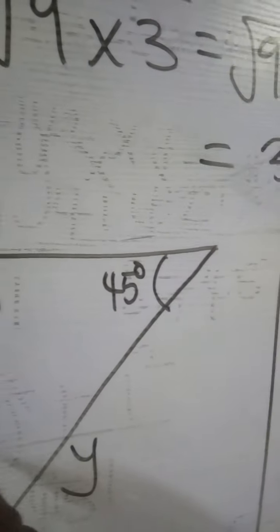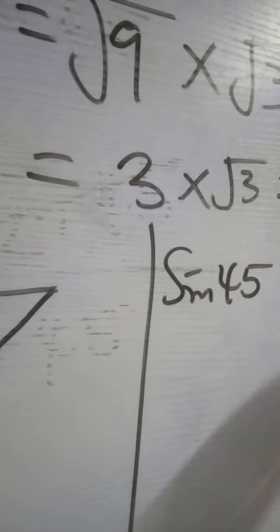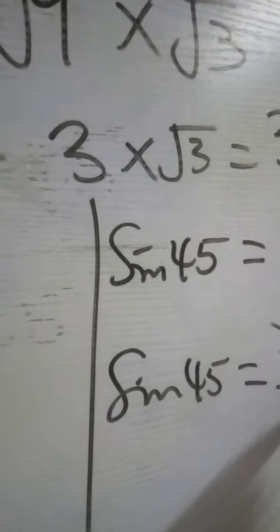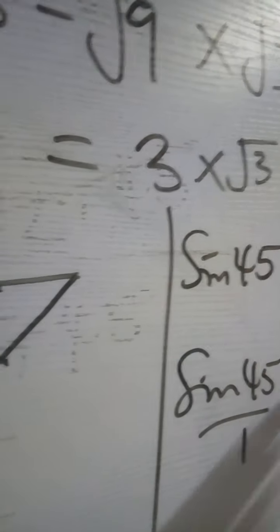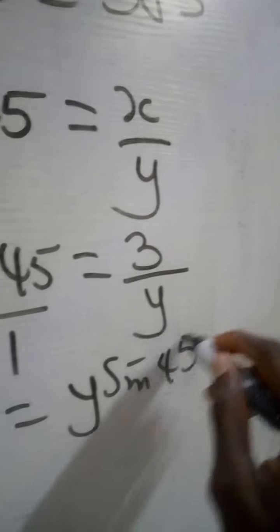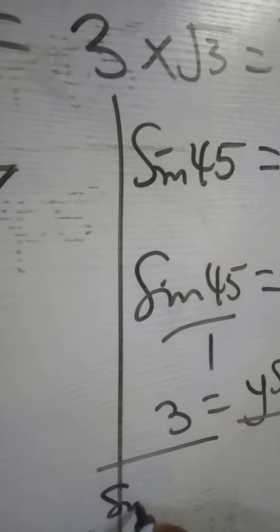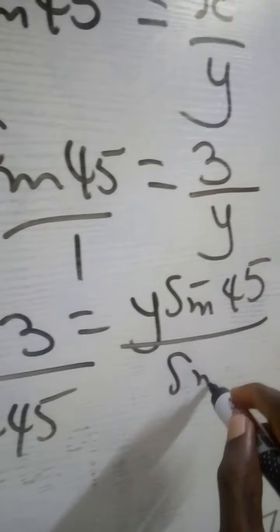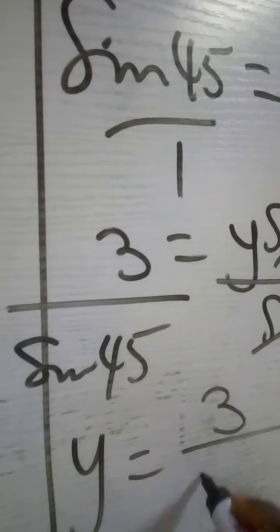I've already known it, but this is hypotenuse, which I don't know. Opposite and hypotenuse is sine. So sine 45 equals opposite over hypotenuse, that is x over y. So sine 45 equals my x, which is 3, all over y that I don't know. So I cross multiply. 1 times 3 is 3, and that is y times sine 45. Y sine 45. So I divide both sides by sine 45. Sine 45. So this is going to net this out. I have y equal to 3 divided by whatever sine 45 is going to give me.